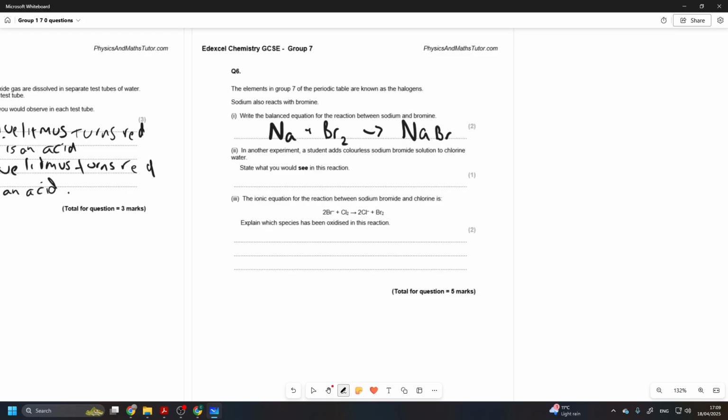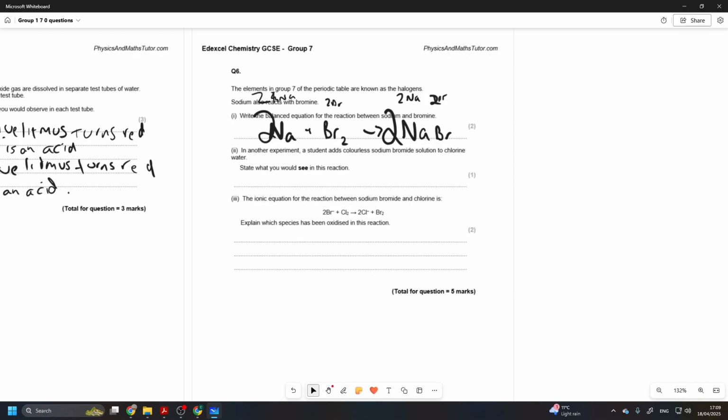Okay, so now we've just got to balance this. On this side we've got 2 bromines, on this side we've got 1 bromine. So I need 2 of these. That now gives us 2 bromines. But I've now got 2 Na's and I've only got 1 Na here. So I put a 2 in front of that, and I've now got 2. Fantastic. Balancing equations.